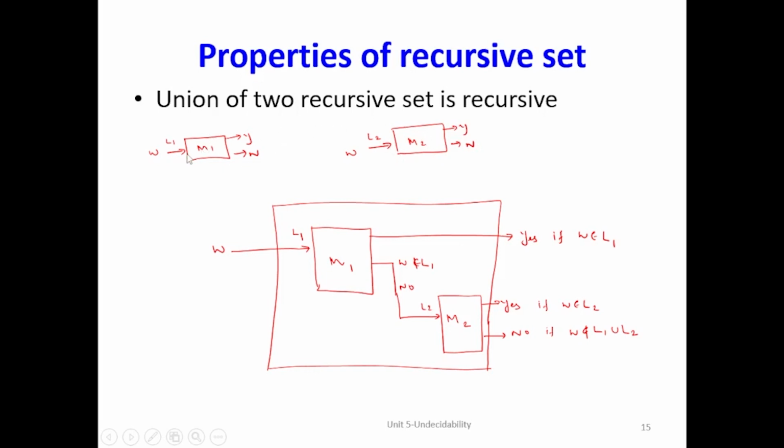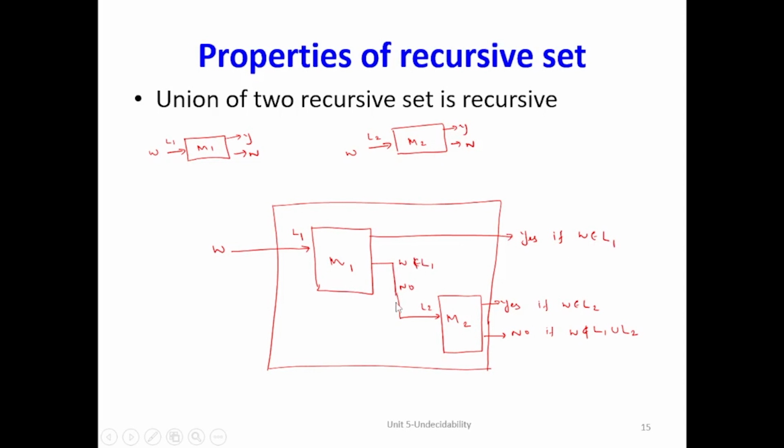If you combine these two Turing machines, that means union. So how can we prove it? First, the input string W is given to the machine M1. If the machine M1 accepts W, it will produce yes as an output. If the machine M1 produces yes, it means that W is accepted by L1. Suppose it is rejected by M1, the output is no.